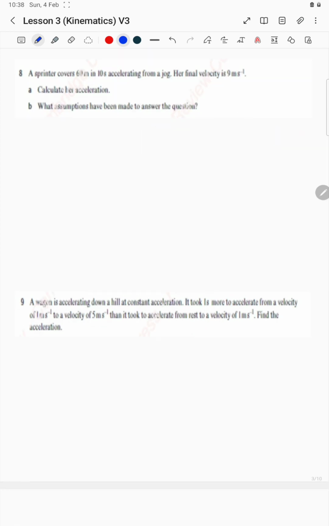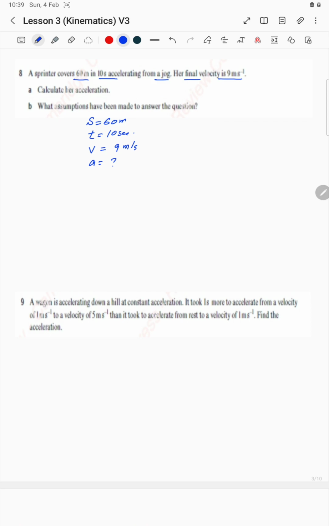Okay guys, here is another question. A sprinter covers 60 meters in 10 seconds, accelerating from a jog. We are given S is equal to 60 meters, time taken is 10 seconds, and the final velocity is given, not the initial, the final velocity is 9 meters per second, and we have to calculate the acceleration, a.